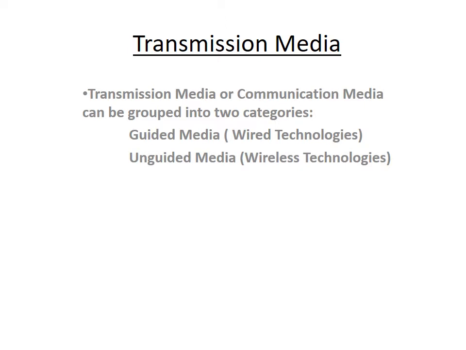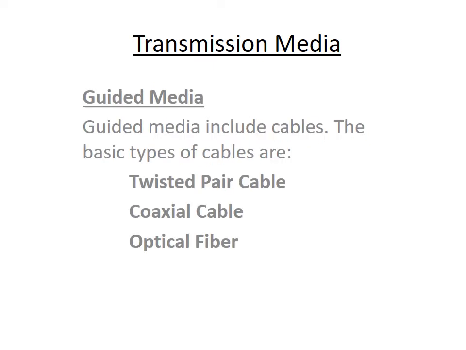Transmission media or communication media can be grouped into two categories. That means there are two types of communication media. They are guided media, otherwise known as wired technologies, and unguided media, otherwise known as wireless technologies. Guided media include cables. The basic types of cables are twisted pair cable, coaxial cable, and optical fiber cable.